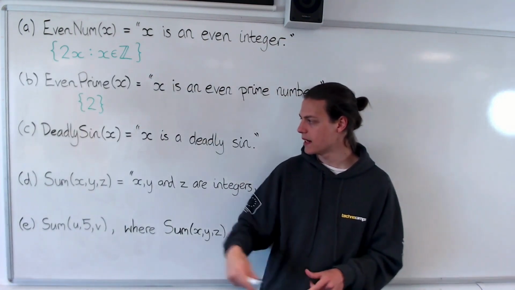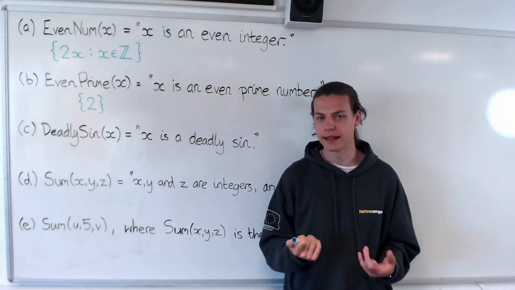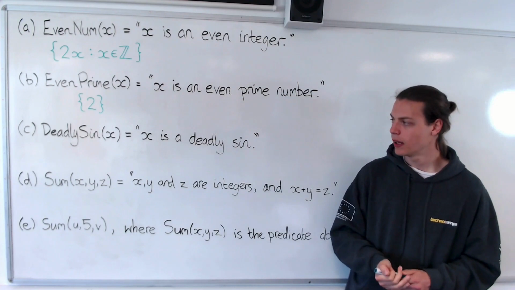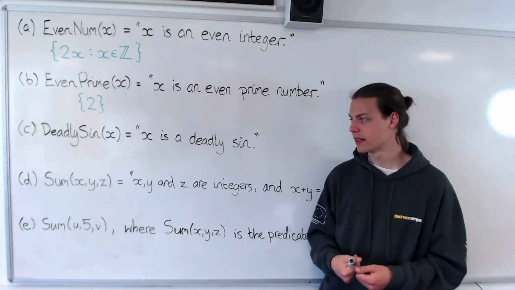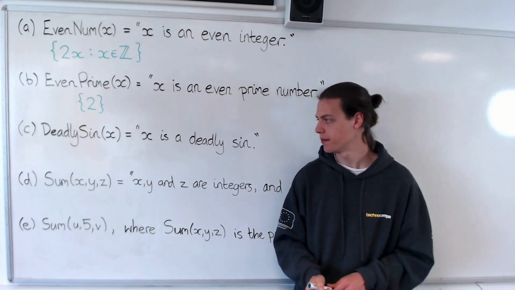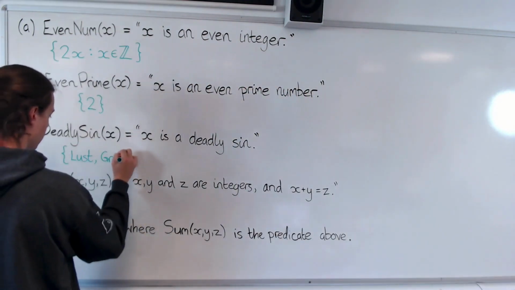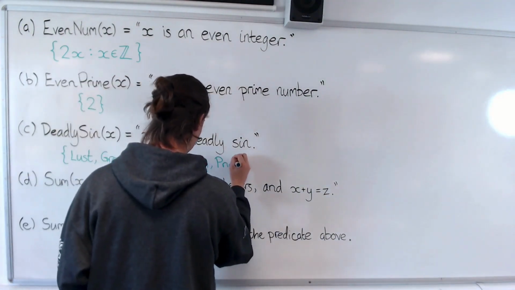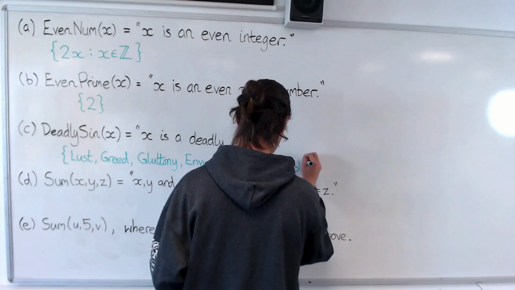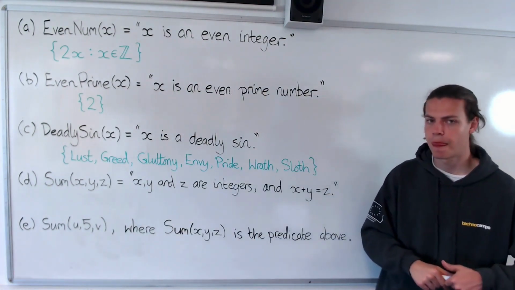Next, we have deadly sin x, which stands for x is a deadly sin. So the truth set of this is just the set consisting of the 7 deadly sins. There it is, the 7 deadly sins.